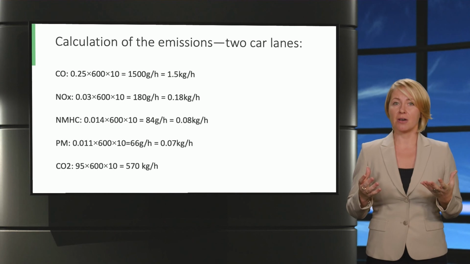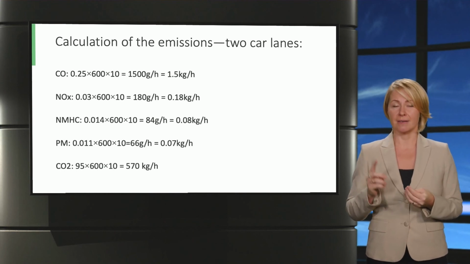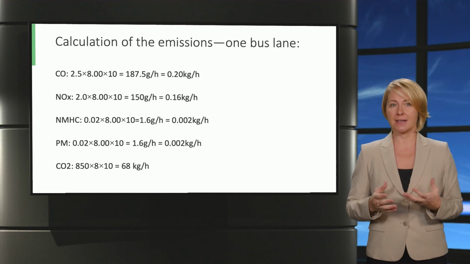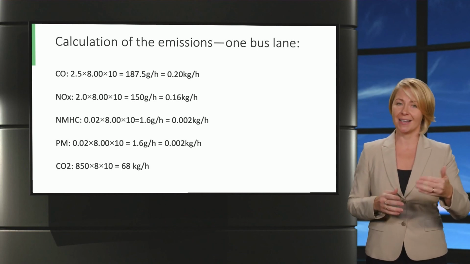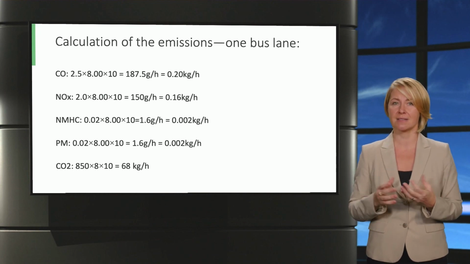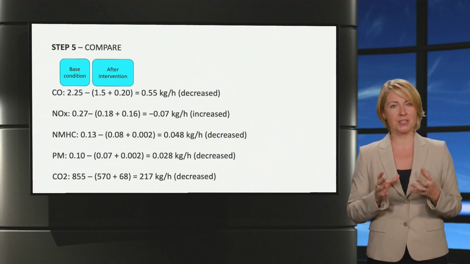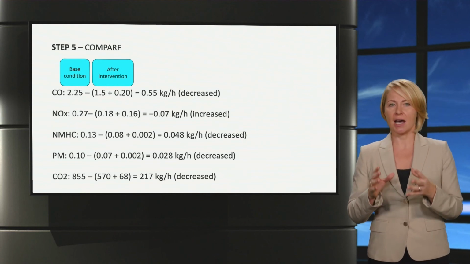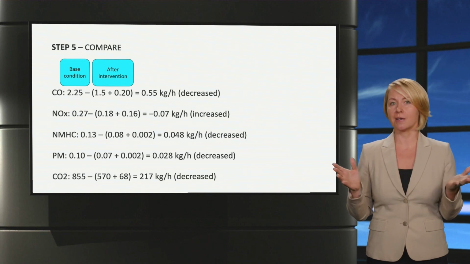Now, calculation of emissions for the 1 bus lane. Same method for CO2, for NOx, and all the other pollutants. And again, CO2, no surprises, has the highest number of 68 kilograms. Now that we have the emission inventory for the base case and the emission inventory for the case after the bus lane implementation, we can compare them.